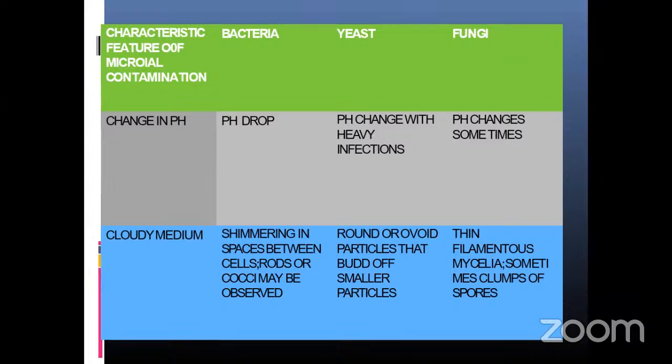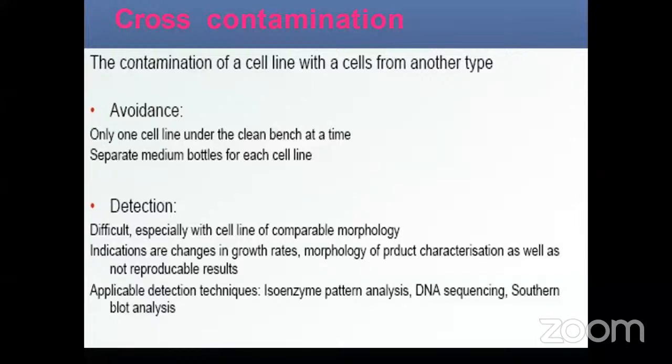And the cloudy medium: the media in the flask is very clear, but if there is any growth of bacteria, yeast or fungi, it will become cloudy. In bacteria you can see rods, cocci, everything you can observe under the microscope. Yeast will form round ovoid particles, with small particles, and you can see black spots. Then in fungi, filamentous mycelium. Spores also we usually see in fungi.